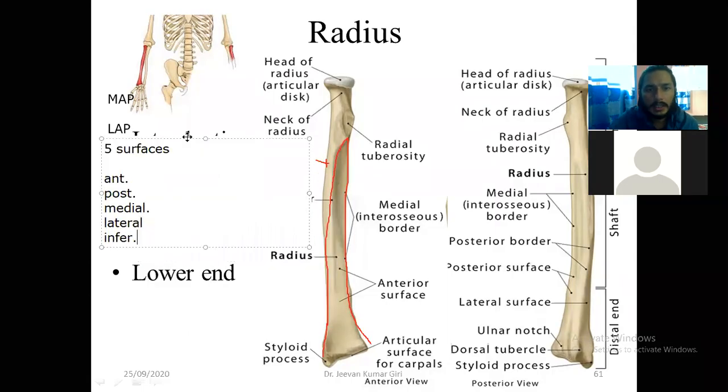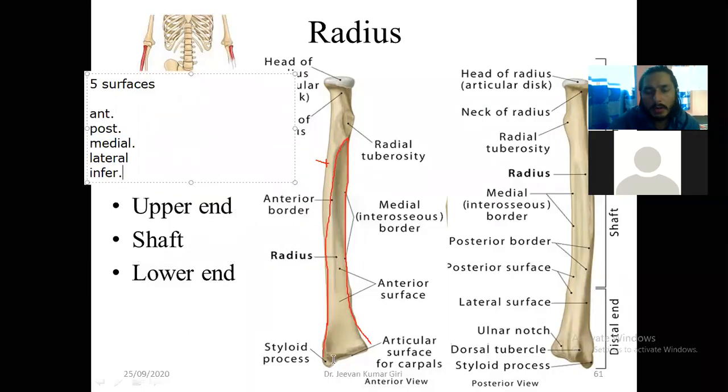Now see, this is the lower end only. The lower end is the broad end. So it is helpful during the side determination of the bone. If you see the upper end, the upper end is slightly narrow and round, whereas the lower end is the broad end. So this is now the anterior surface of the lower end.